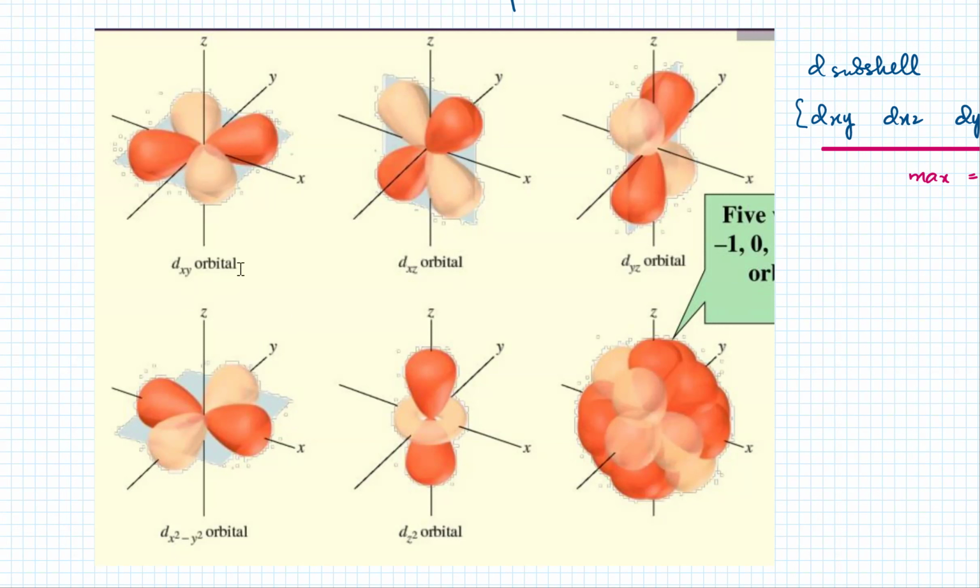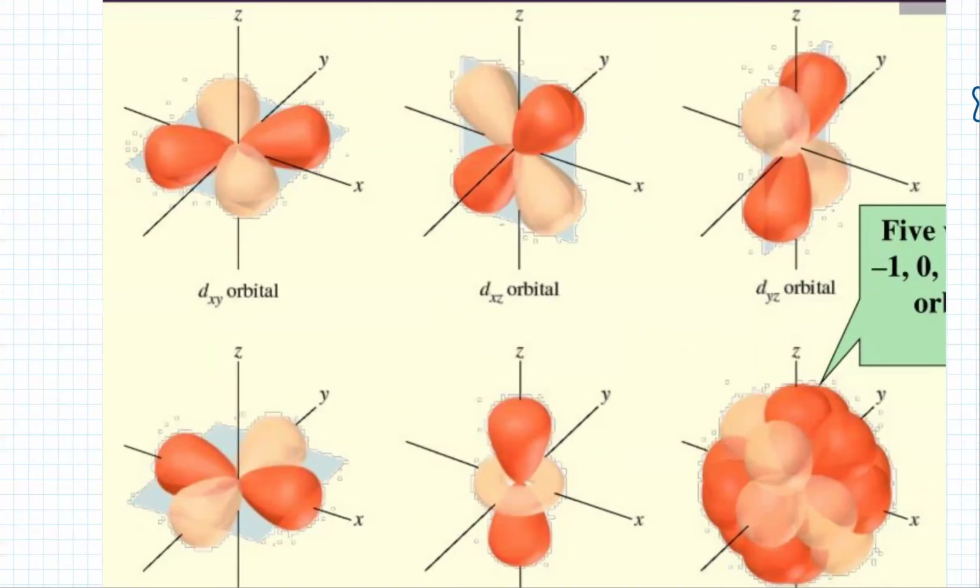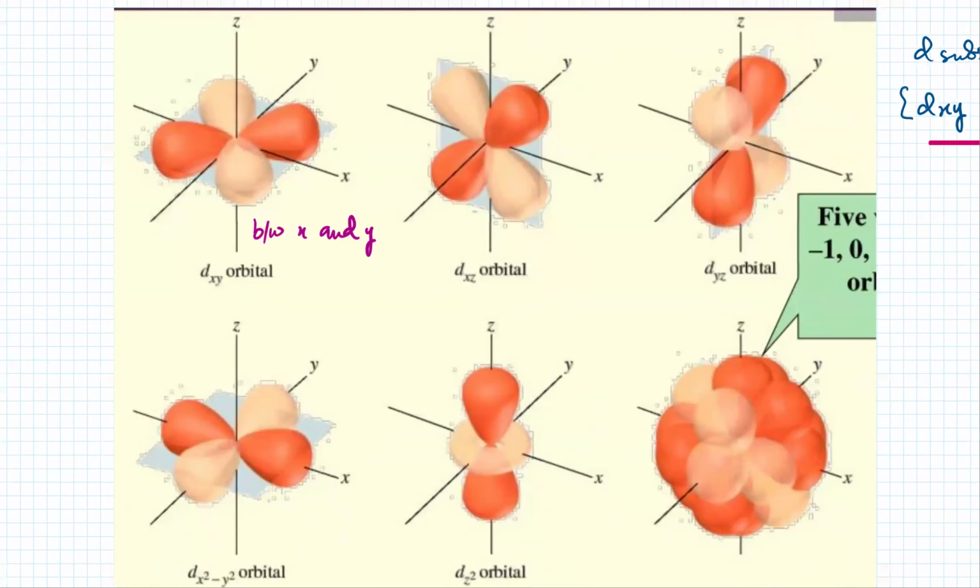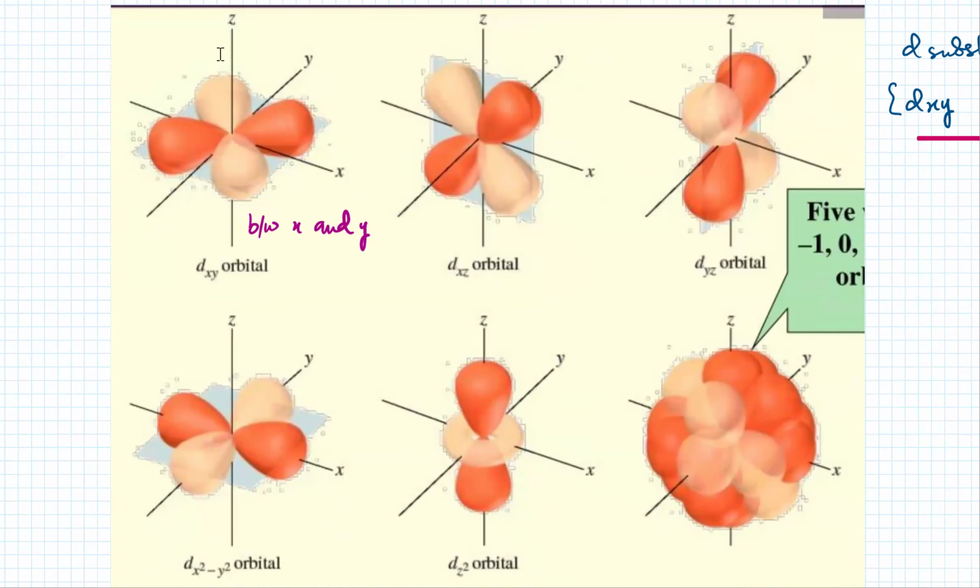So the dxy orbital lies in the xy plane, exactly between the x and y axis. So that's your dxy. So you have the x and y axis. The electron density would be maximum between the x and y axis. Then you have the dxz orbital, where the electron density would lie between the x and z axis. So that's your dxz. The z-axis is over here, the x-axis is over here. So the electron density would be between the x and z-axis.